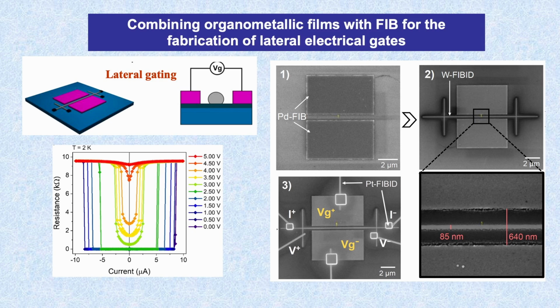So in the lateral gating, we obtain similar results to those obtained when we do the patterning with electron beam lithography. So the nanowire is superconducting without application of gate bias, but when we apply the gate voltage, then we switch off superconductivity and we obtain the normal resistance of the nanowire. So this is how we do it.